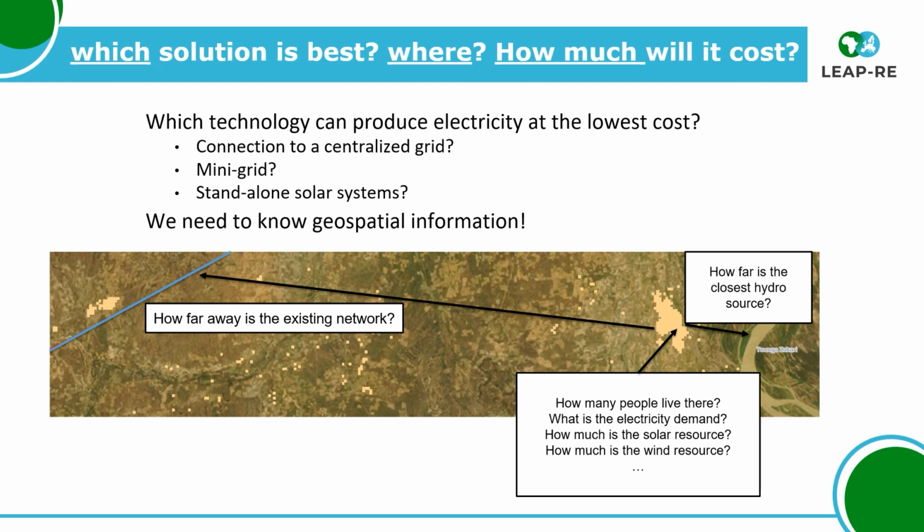For every single community across the world, they have different local contextual situations, including how far away are they from the existing grid network? What resources do they have nearby, including hydro, wind, and solar? How many people live there? What is electricity demand? What kind of activities exist, etc. And the list goes on. This question then also needs to be asked for every single community that does not yet have electricity.